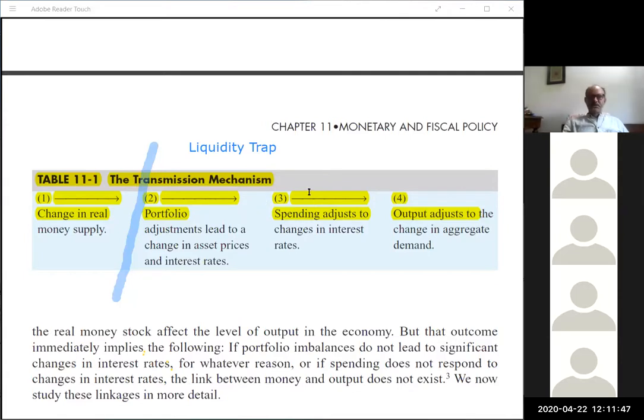And at number 3, what happens? The spending adjusts to the change in the interest rate. Spending, because in our model, what we have assumed is that that spending is basically the investment, which is related to the rate of interest. You can make a more complicated model where other factors, other features of demand, are also included.